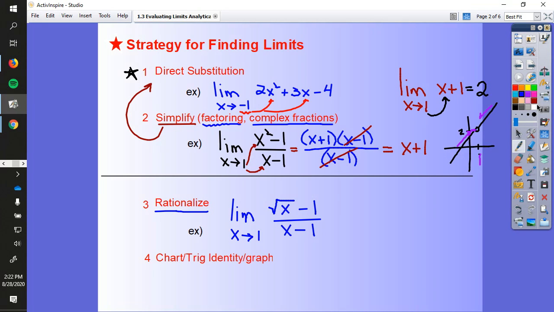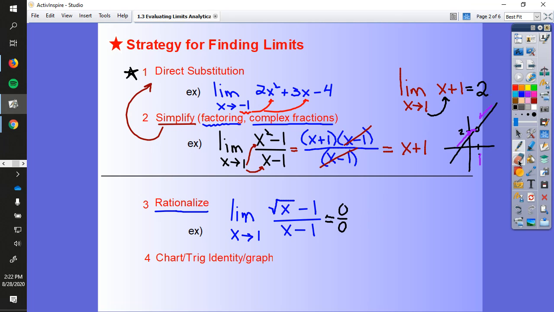Well, what's the first thing we always try? Direct substitution. So we do a direct substitution to see what we have going on here. And we end up getting 0 over 0. Again, what that tells us is that right now we can simplify using one of these strategies. Eventually, we're going to say, oh, we're going to use L'Hopital on this thing. But for right now, let's go ahead and simplify.